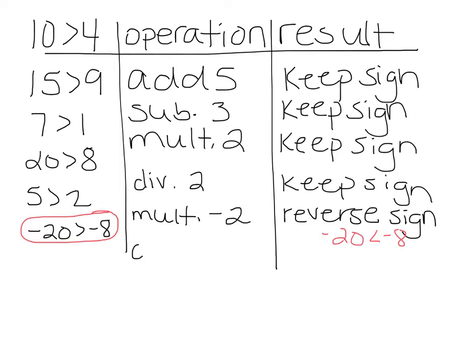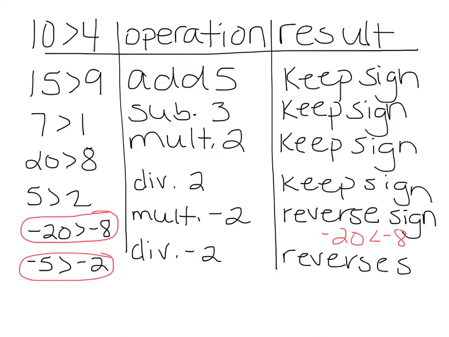And the last is to divide by a negative number. If we divide 10 is greater than 4 by negative 2, we get negative 5 is greater than negative 2, which again is a false statement. So again, we have to reverse the sign, and we would have to reverse it to negative 5 is less than negative 2. So what we've concluded here is that whenever we multiply or divide by a negative number, we must flip the inequality sign. And we're going to look at some examples.